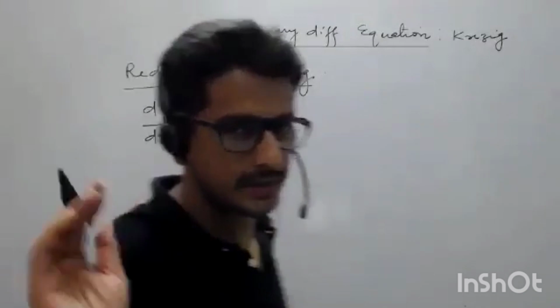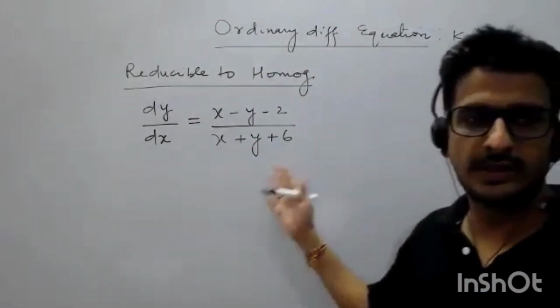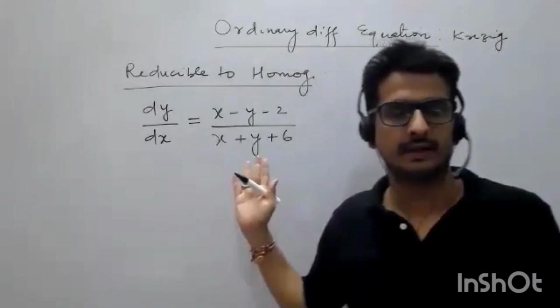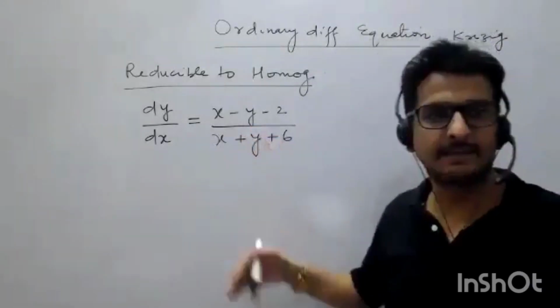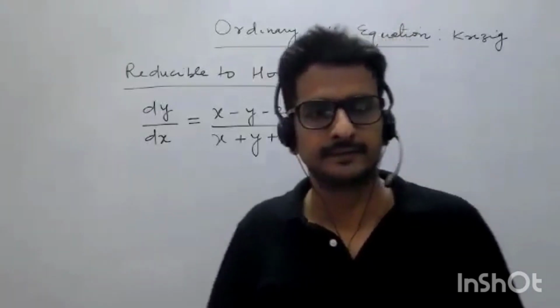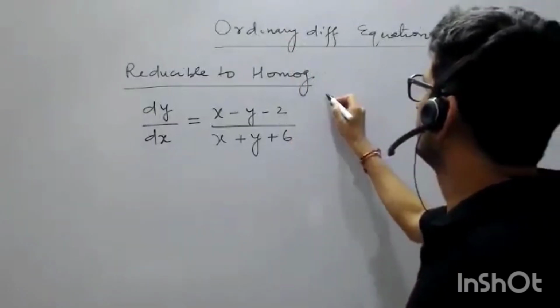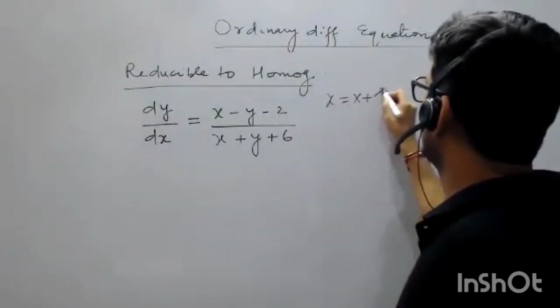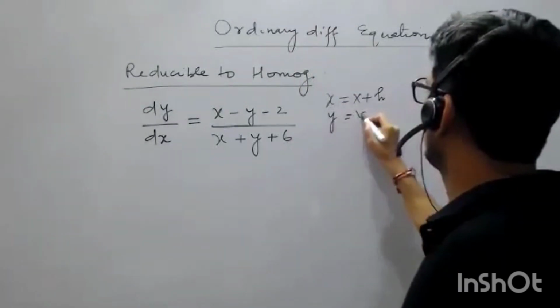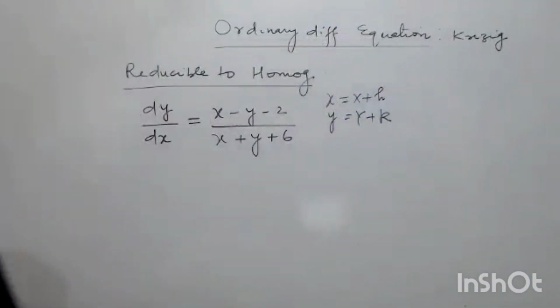Suppose this is the equation. You can clearly see this is not a homogeneous equation, but this can be reduced to homogeneous. So how to do this? Please learn the method. I will substitute x is equal to capital X plus h and y is equal to capital Y plus k into this equation, and tell me what it will become.